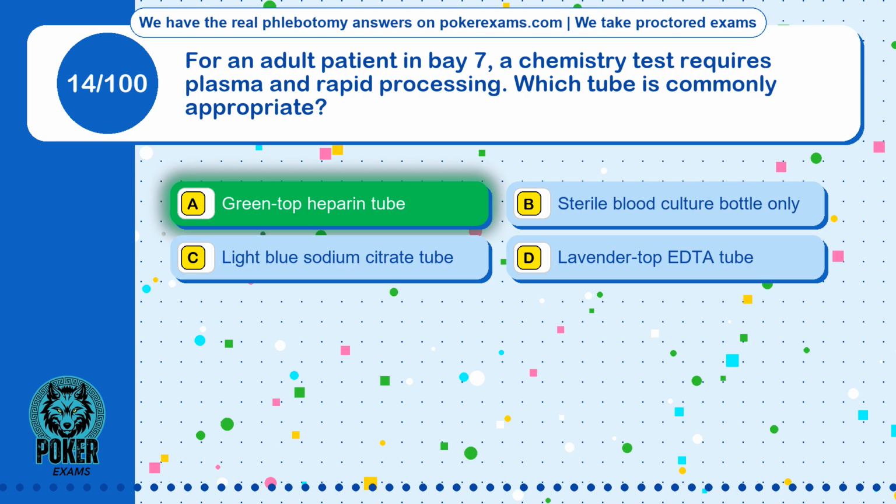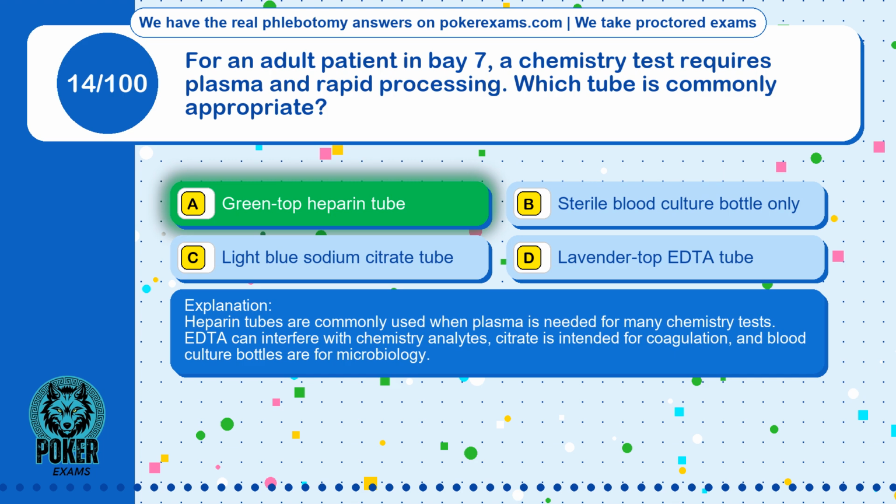The correct answer is option A, green top heparin tube. Heparin tubes are commonly used when plasma is needed for many chemistry tests. EDTA can interfere with chemistry analytes, citrate is intended for coagulation, and blood culture bottles are for microbiology.